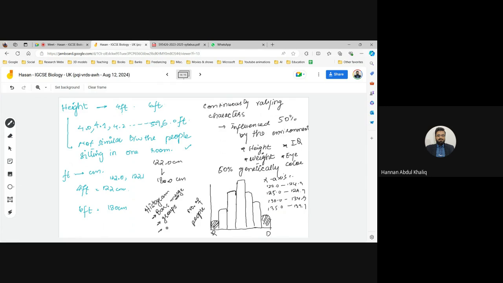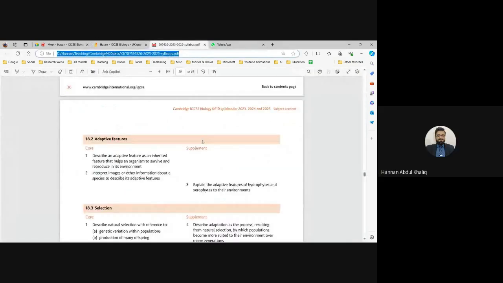So we say that there is another indication: this is called a bell graph. If you see this type of graph in the paper, always remember that according to your syllabus, this graph can only be shown by continuously varying characters. Okay. Yeah, that's clear.